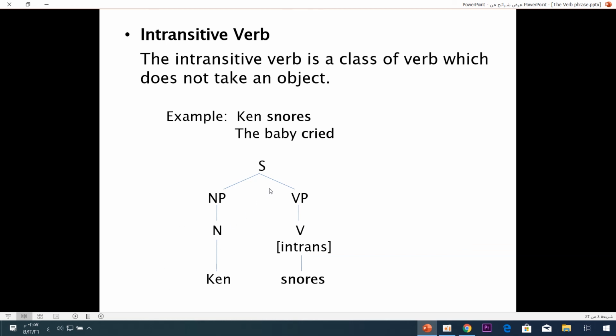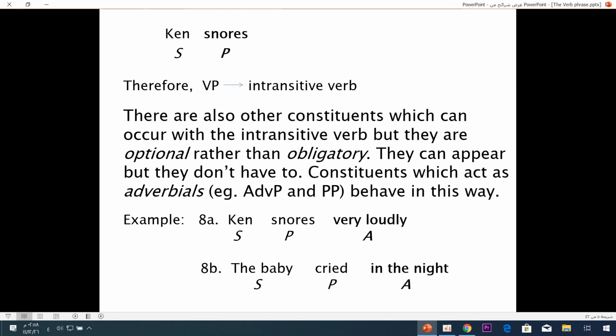So we have the sentence, the noun phrase, and then the verb phrase. In the noun phrase we have a noun, that is the proper noun, Ken or Sarah, Miriam, and in the verb phrase we have just one line, that is the intransitive verb snores. But if we have Ken snores loudly, here we have the verb phrase and an adverb phrase, and in the adverb phrase we have the adverb loudly. So here, the verb phrase only consists of an intransitive verb.